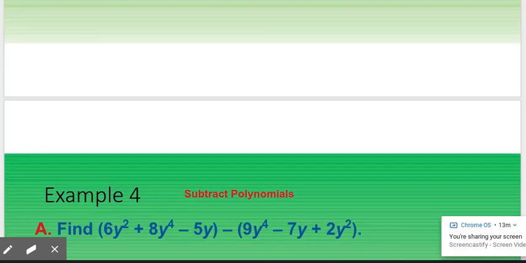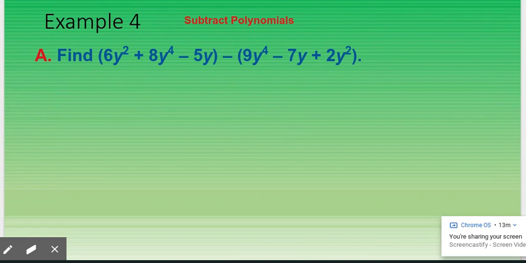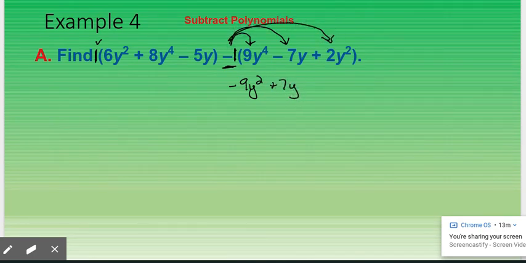All right, let's go ahead and start looking at subtraction. Now, it's very, very similar, but there's one little thing that you're going to have to take care of when you do these. Okay, so again, we start off. This is a positive 1, so that's good. Nothing to change there. But the second one has a negative 1 in front of it. So I have to distribute that negative 1. Negative 1 times 9y to the fourth is negative 9y to the fourth. Negative 1 times negative 7y is positive 7y. And negative 1 times 2y squared is negative 2y squared.